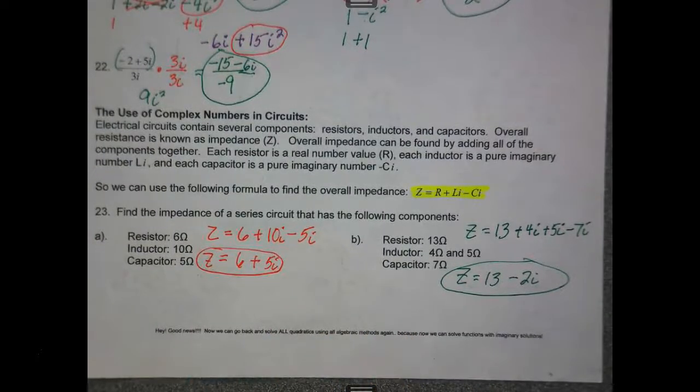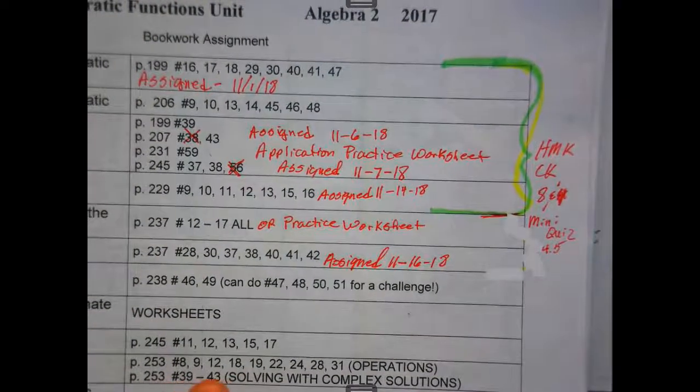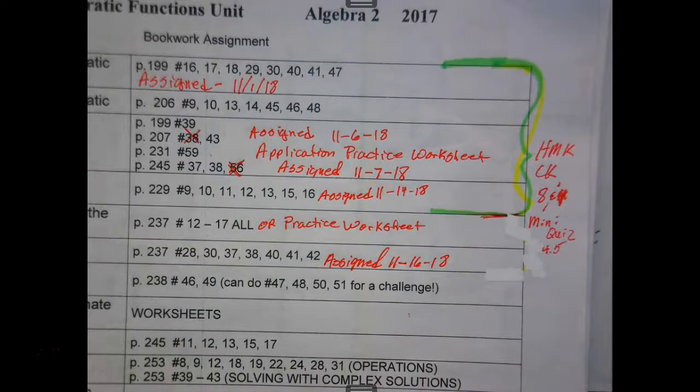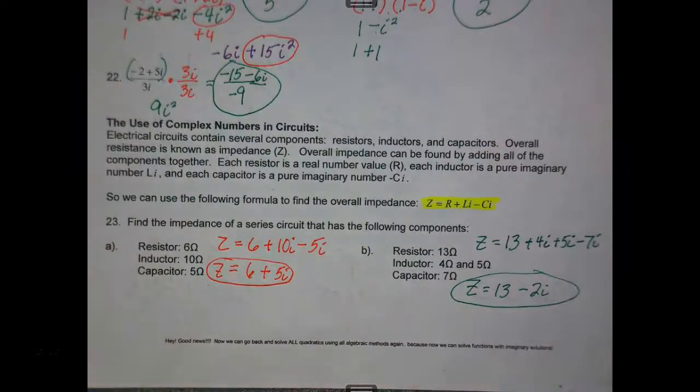What's your bookwork, you ask? Well, your bookwork is page 253, 8, 9, 12, 18, 19, 22, 24, 28, 31, operations. Page 253, number 39 through 43, solving with complex solutions. It's on your note sheet, cover sheet. Questions, comments, concerns?